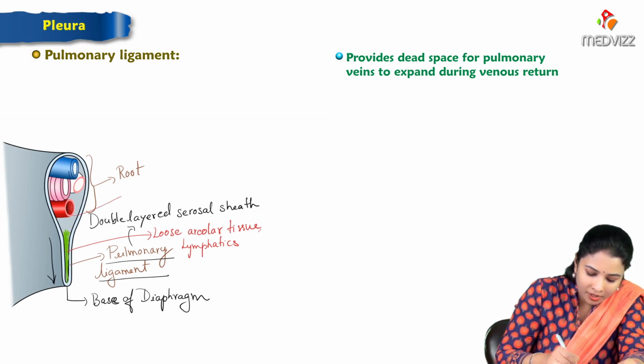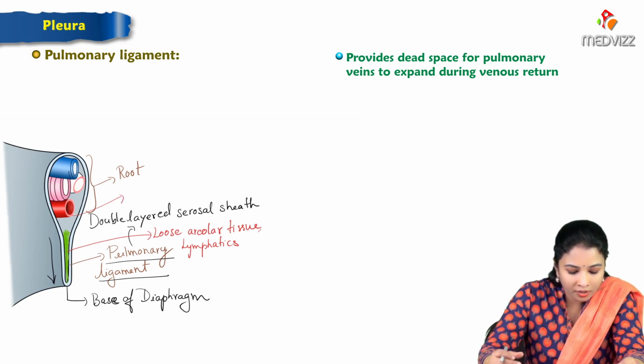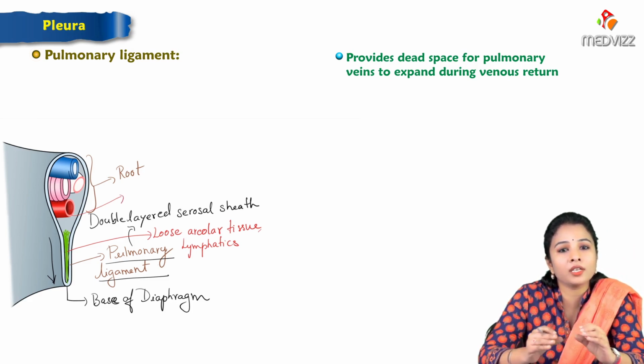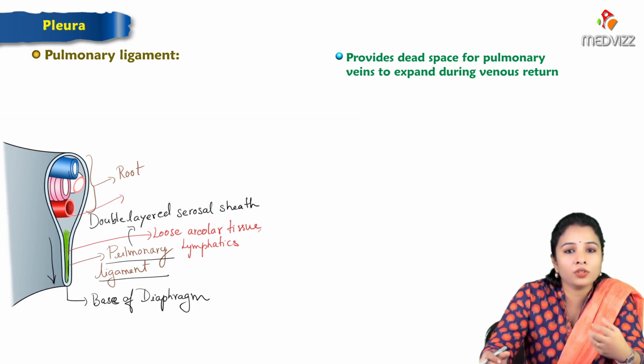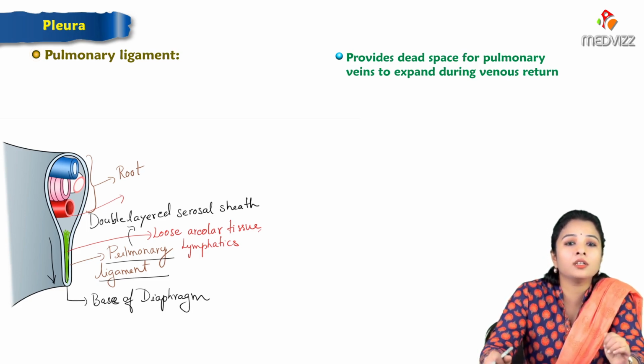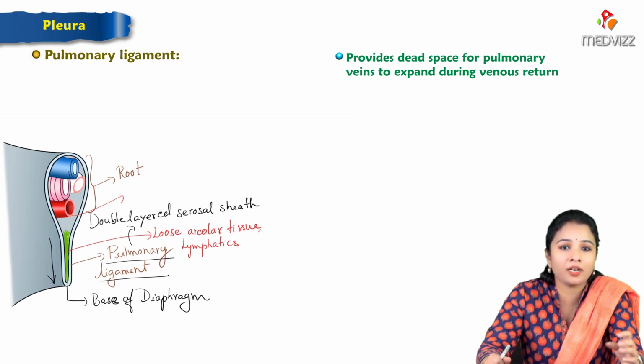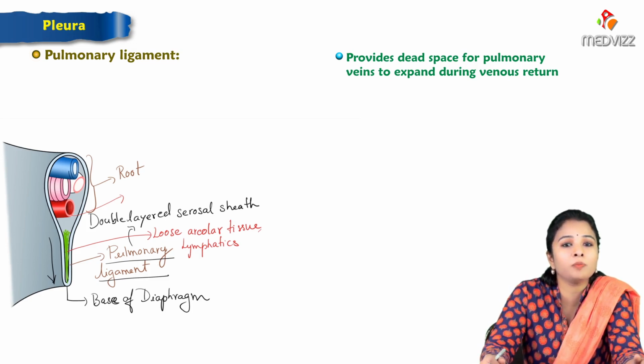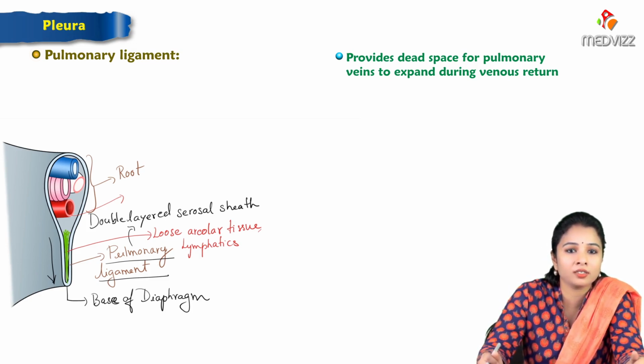So this is the pulmonary veins. During venous return, the pulmonary veins have to expand. So this potential space within the pulmonary ligament allows the pulmonary veins to expand, providing a dead space for the pulmonary veins during venous return. So that is about the pulmonary ligament.